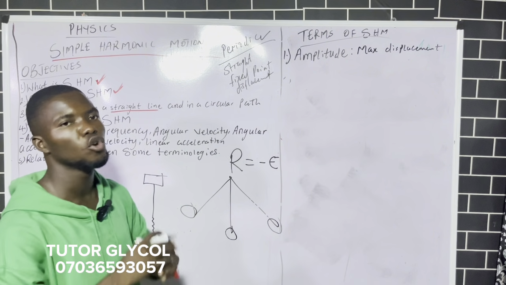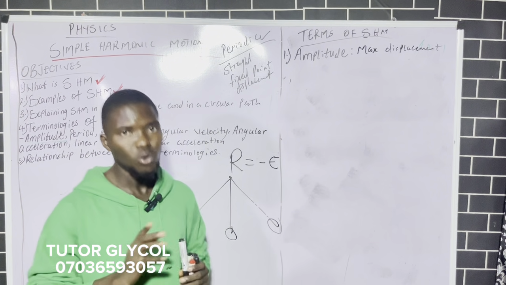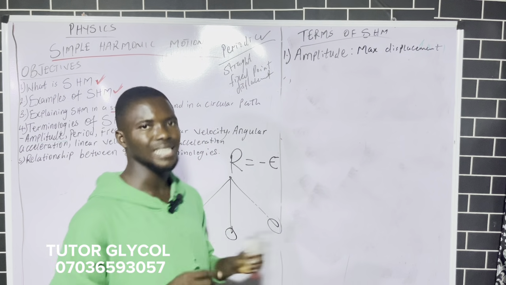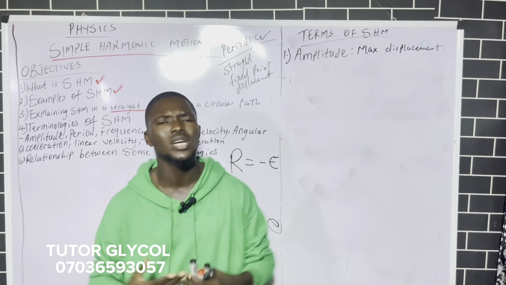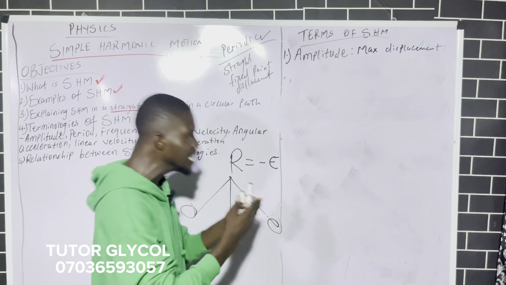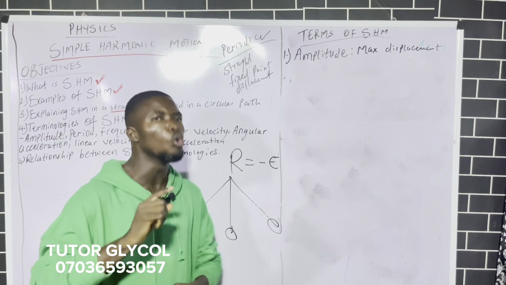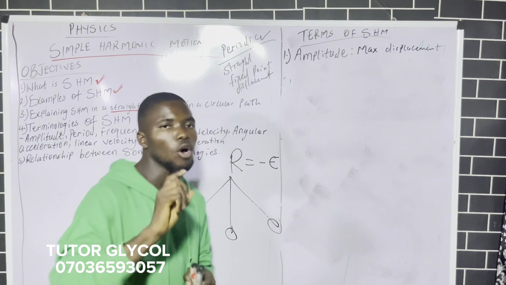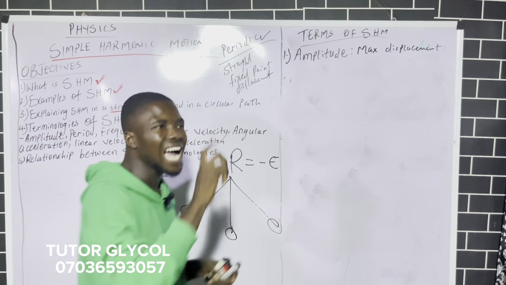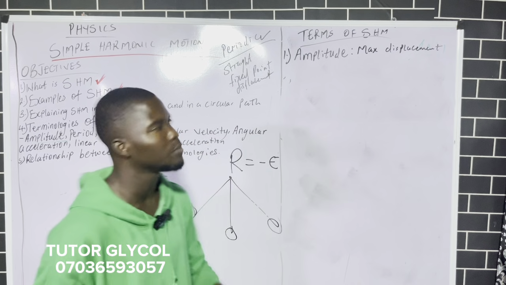Maximum displacement of the object is amplitude. So anytime you hear amplitude, just know that they are talking about the maximum displacement. If a question tells you that an object undergoing simple harmonic motion displaces 5 centimeters, is that the amplitude? No. Until you finish reading the question, don't just say so, unless the question says an object has a maximum displacement of, that is the amplitude.